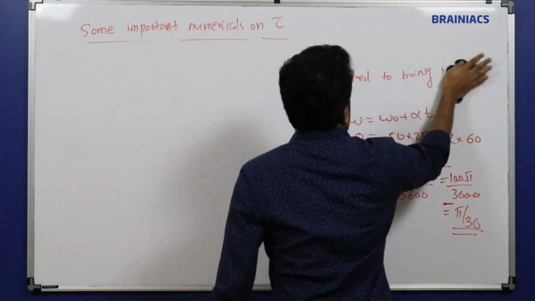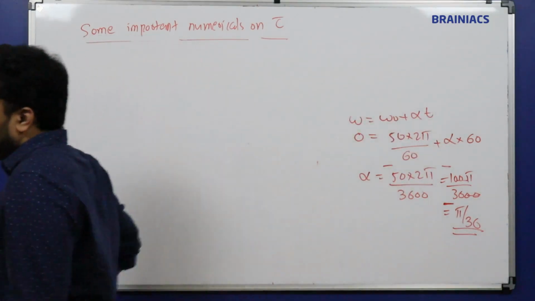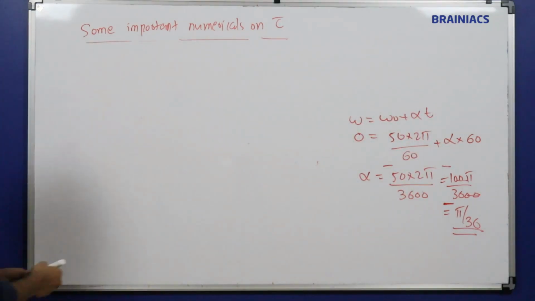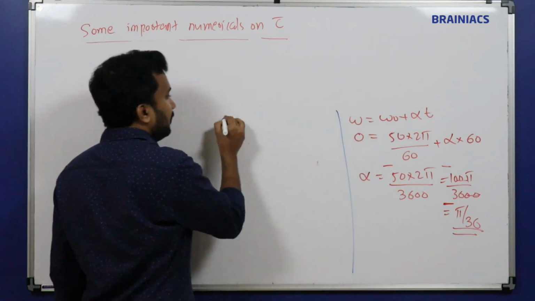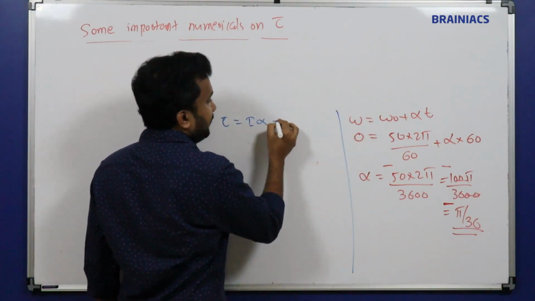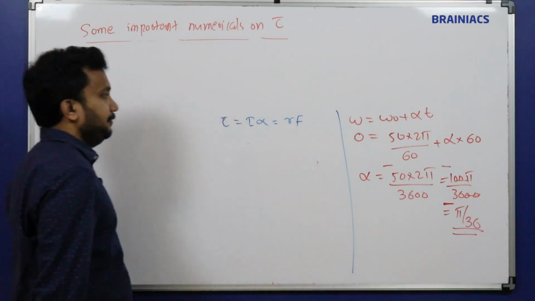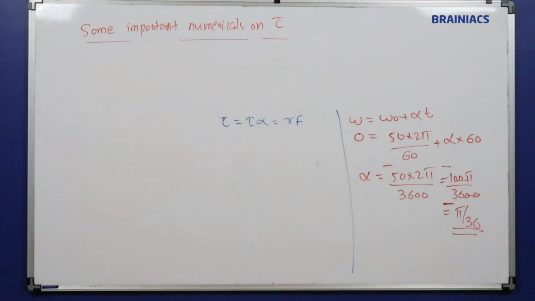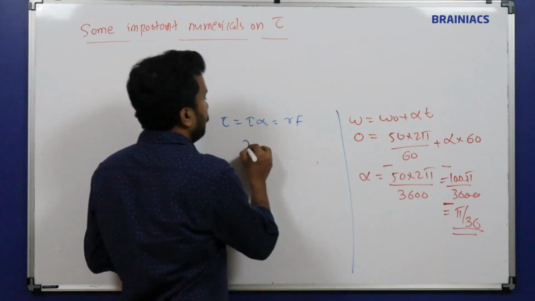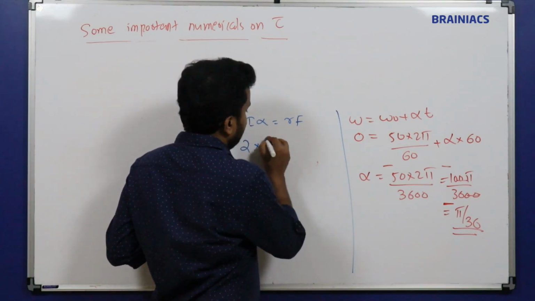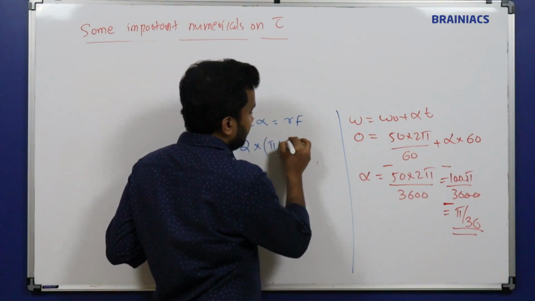How to find out the torque? What is the formula for torque? Torque is equal to I alpha, which is equal to R F. The moment of inertia will be given. What is the moment of inertia? 2 is given. Alpha is pi by 36.